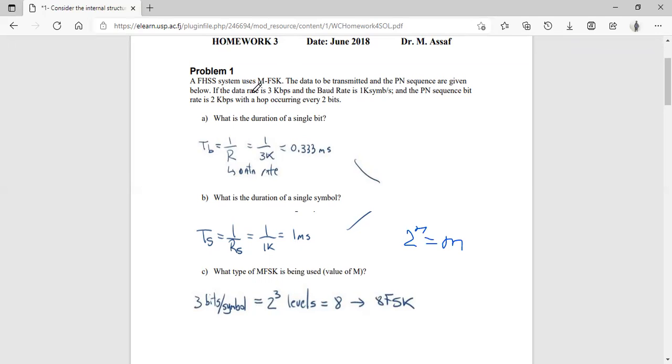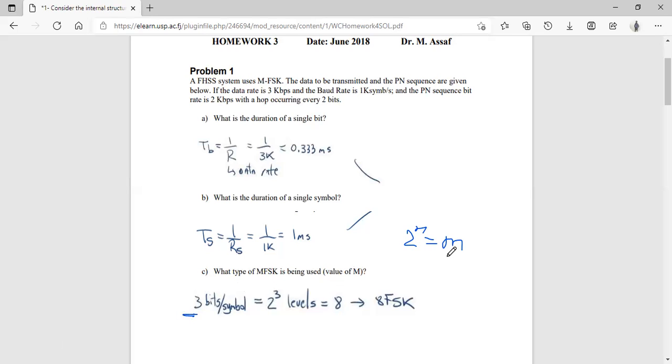Based on this, the data rate is 3 kilobits per second, and the baud rate is 1 kilosymbol per second. If you divide 3 kilobits per second by the baud rate, 1 kilosymbol per second, you get 3 bits per symbol. What this indicates is that there are 3 bits in each symbol. So we are transmitting a 3-bit system, and this 3 is equal to our n.